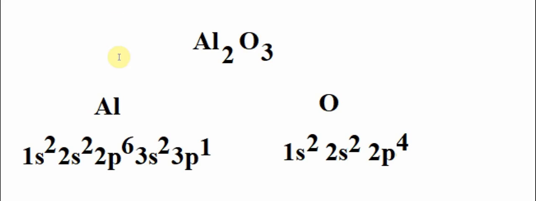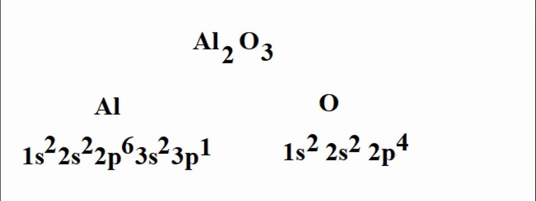The chemical compound today is aluminium oxide, Al2O3. First, we need to know about the electron configuration of the aluminium and the oxygen. So I just draw in here: aluminium is 1s2, 2s2, 2p6, 3s2, 3p1, and oxygen is 1s2, 2s2, and 2p4.